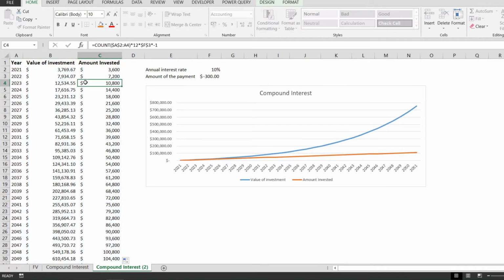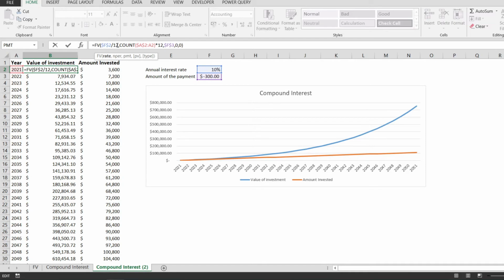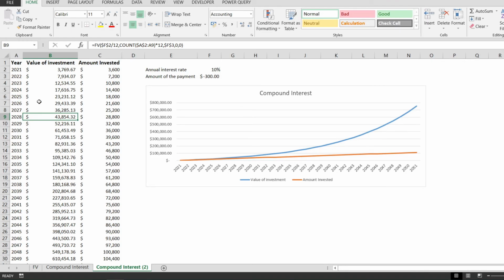That's it. This is the formula. Essentially what we did, we took the interest rate and we divided by 12. This is standard stuff. But over here, we use the count formula instead of the number of periods that usually we manually input or we get from somewhere. We use the number of years that we have. For example, if I go to 2027, the formula counts from 2021 up to 2027, and the rest is standard stuff. So this is how we create a compound interest calculator that gives us the values per year.